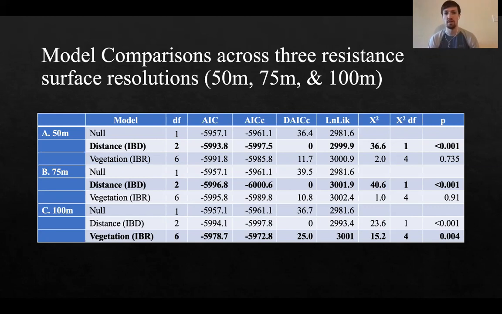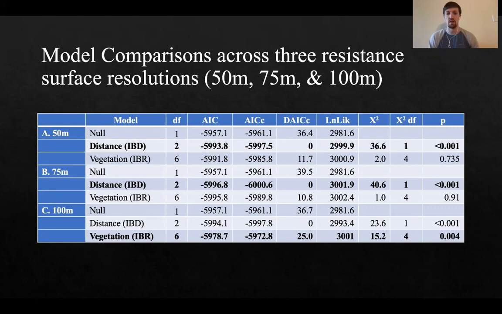So as you can see for the 50-meter resolution, the distance model is significant at a p-value of less than 0.001, and the vegetation model is not significant at a p-value of 0.735. That means the distance model is the best model at 50 meters. The same conclusion is true of the 75-meter. The distance model has a p-value of less than 0.001, and the vegetation model has a not significant p-value of 0.91.